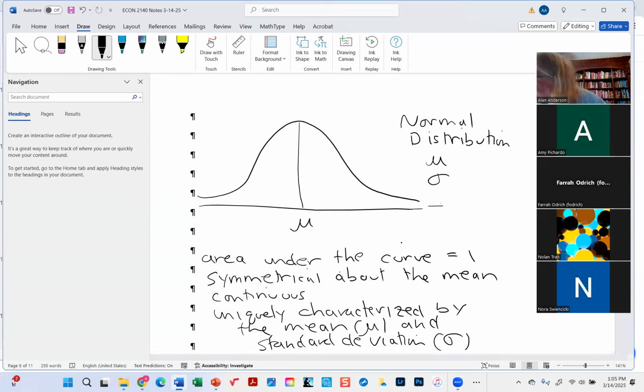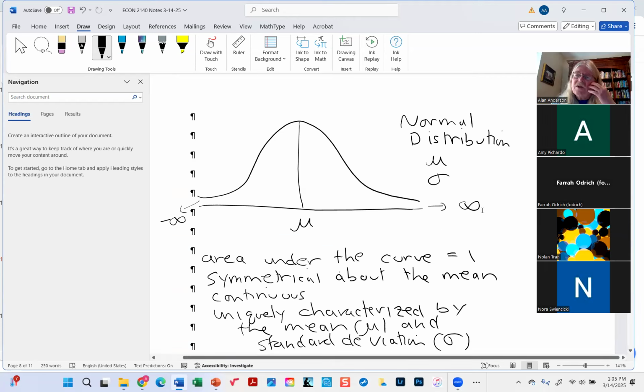Also, I want to add this to my graph. In spite of its appearance, the curve actually goes all the way out to positive and negative infinity. In other words, it doesn't ever actually stop, which was not true for the uniform distribution, which you recall was a rectangle. It was bounded within an interval with lower and upper endpoints A and B. But this one goes out and covers the entire real number line.